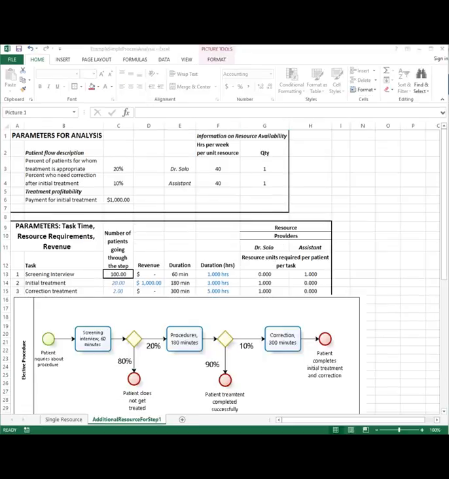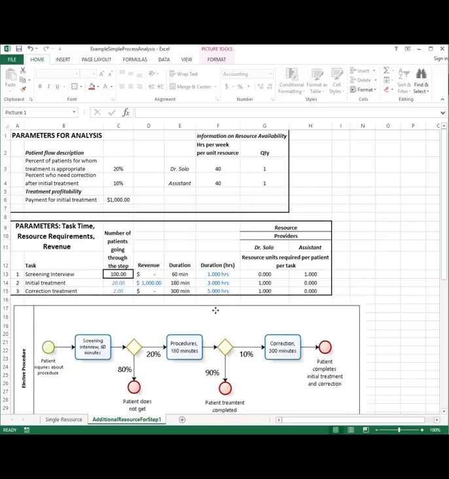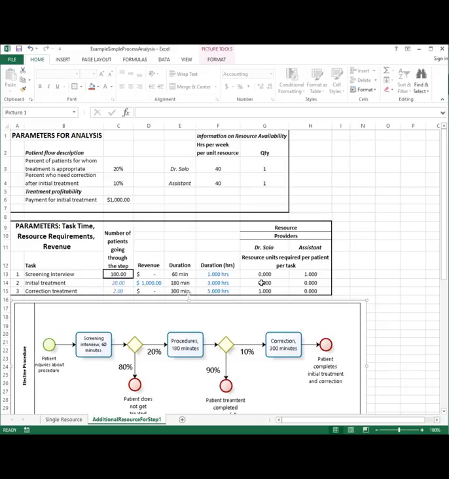In this analysis, we'll do a modification, and now we will have an assistant to our Dr. Solo who does the procedures, and the assistant will do the screening interviews. So Dr. Solo will not do any more screening interviews, but we will hire an assistant. The assistant will work 40 hours per week and will do the screening interviews. So I've recorded an assistant here, and we can see I need 1 unit of Dr. Solo's time for the initial treatment, for the correction treatment, and 1 assistant for the screening interview per patient. So the data is entered here.